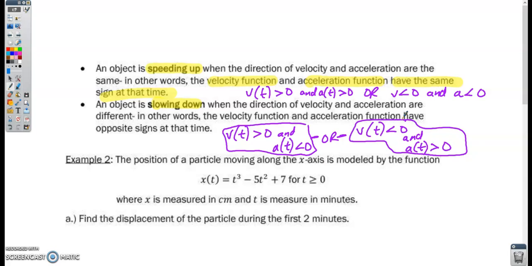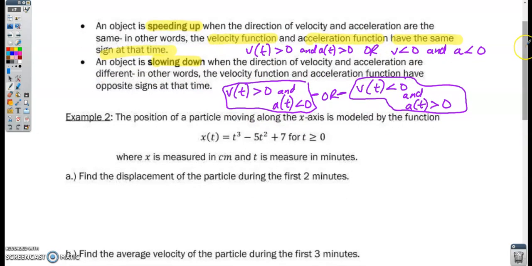All right, let's look at example 2, our last example from this particular portion of this section. And so we've got the position of a particle moving along the x-axis is modeled by the function x of t equals t cubed minus 5t squared plus 7 for t greater than or equal to 0, where x is measured in centimeters and t is measured in minutes. A little typo, there should be a d there, measured in minutes. Part A, find the displacement of the particle during the first 2 minutes.